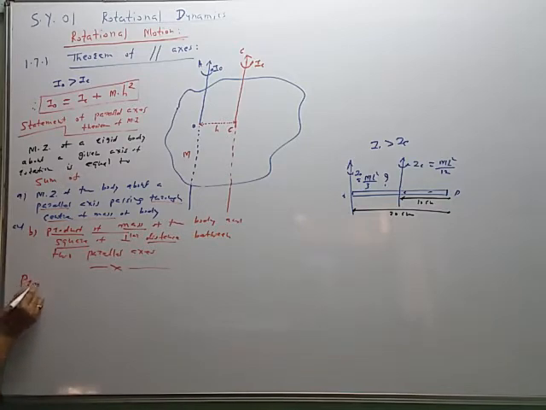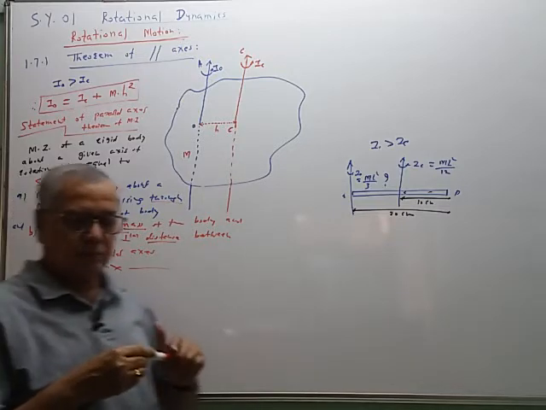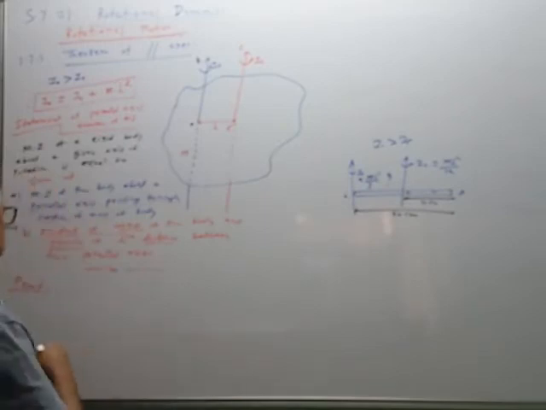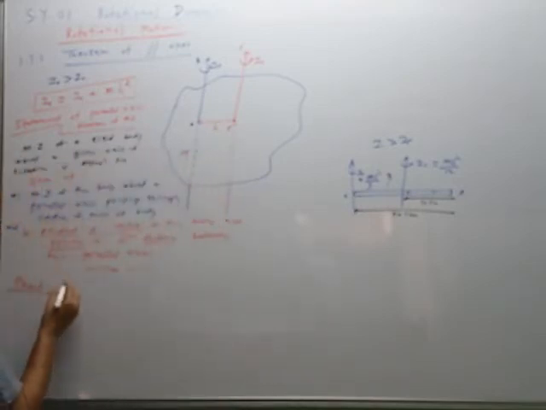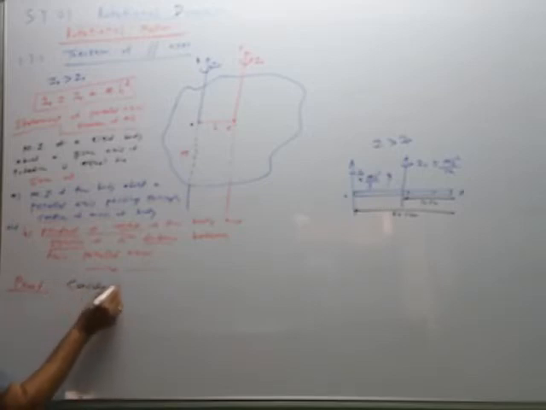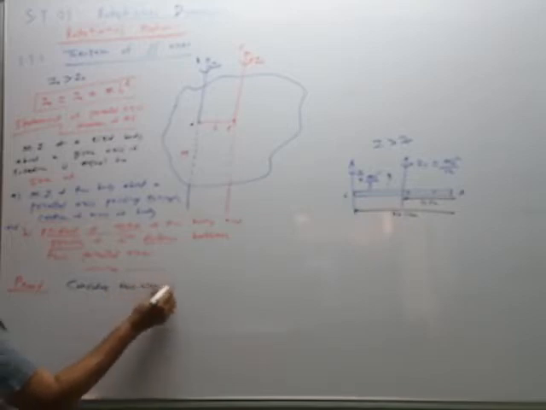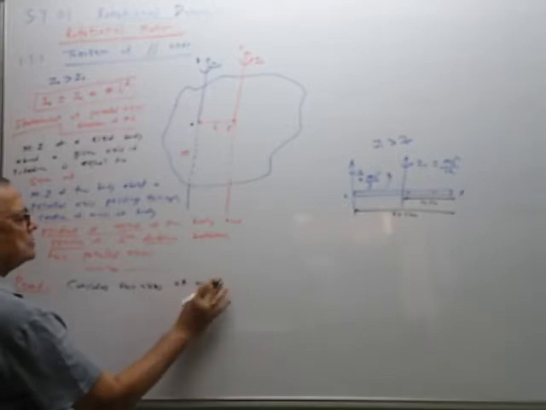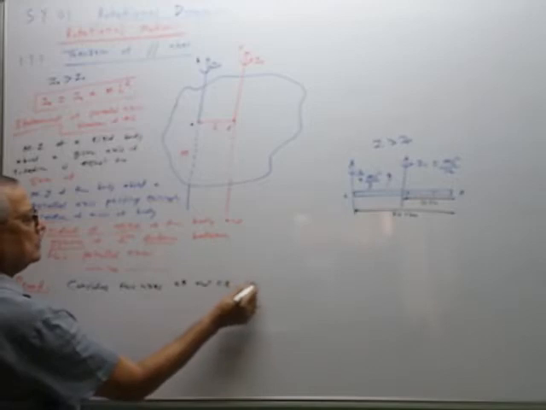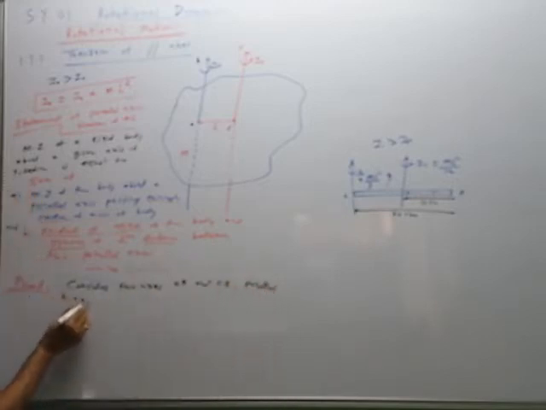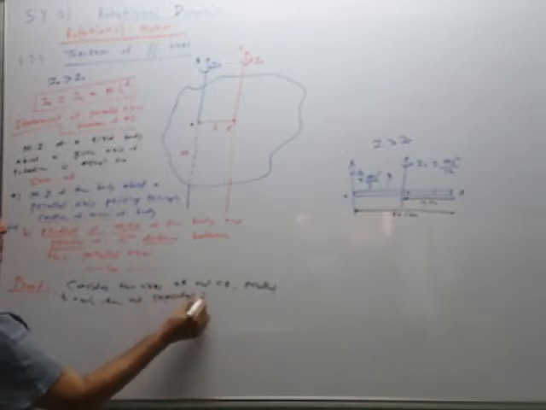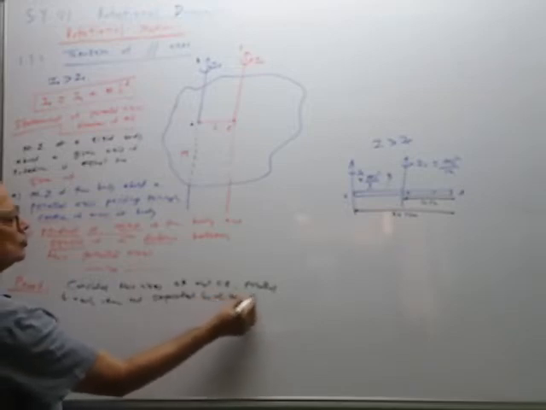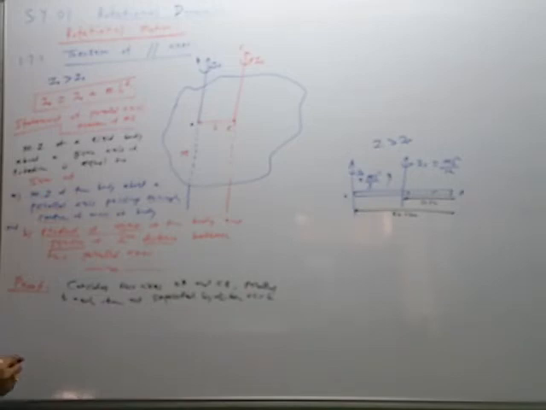State and proof. Consider two axes OA and CB parallel to each other and separated by, this separation is always the minimum perpendicular distance, separated by distance OC equal to h.